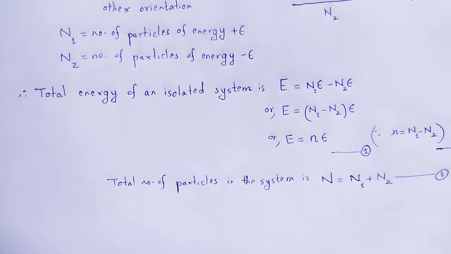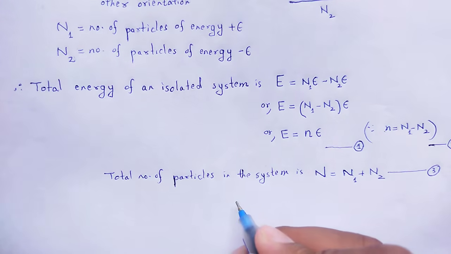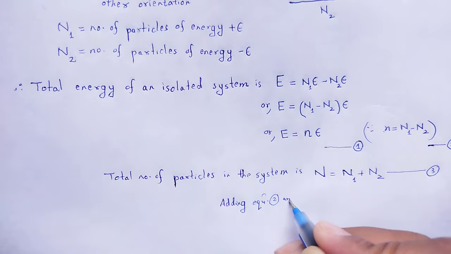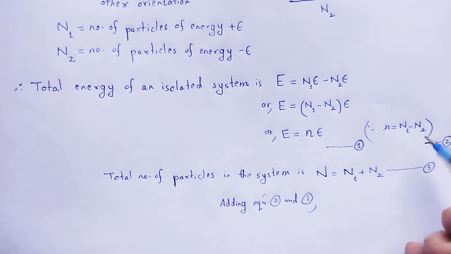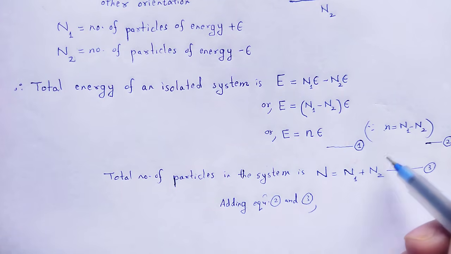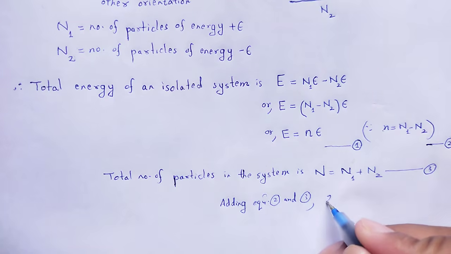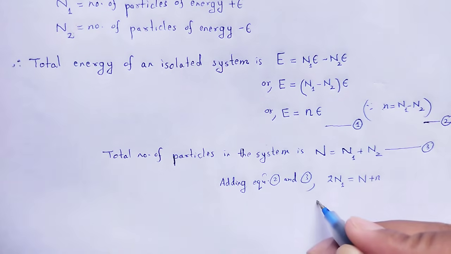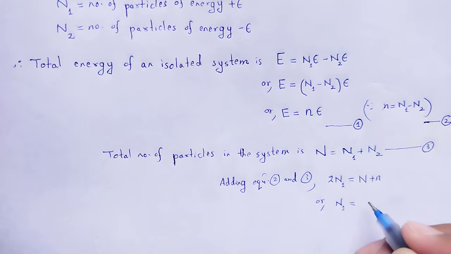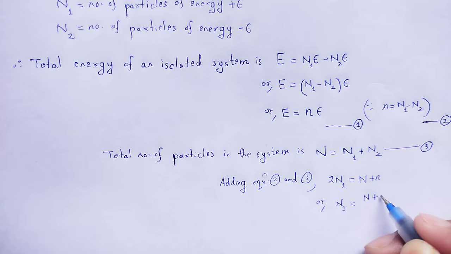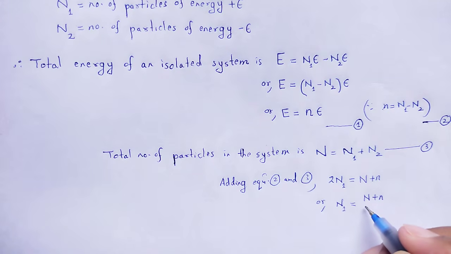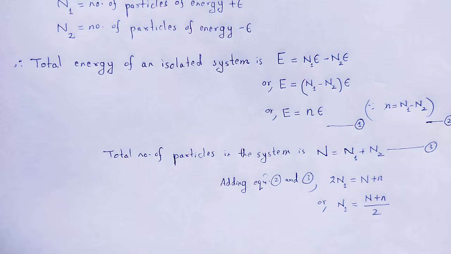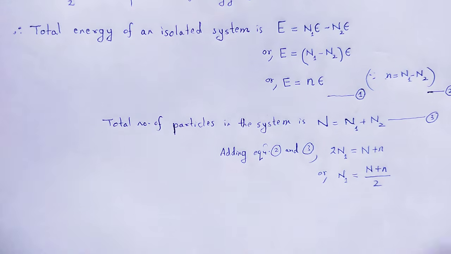Adding equations 2 and 3, plus N2 minus N2 cancels out, it will be 2N1 is equal to N plus n, or N1 is equal to N plus n divided by 2. Equation number 4.